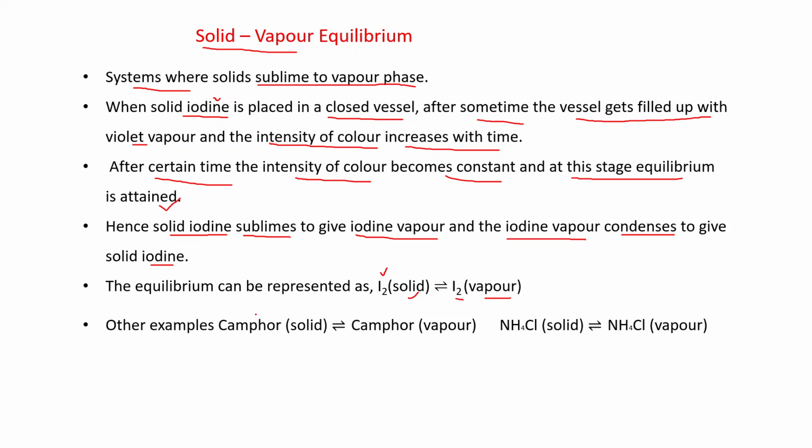Other examples of the solid vapor equilibrium: camphor in solid state in equilibrium with camphor in vapor phase. In the same way, this is NH4Cl solid and NH4Cl vapor.